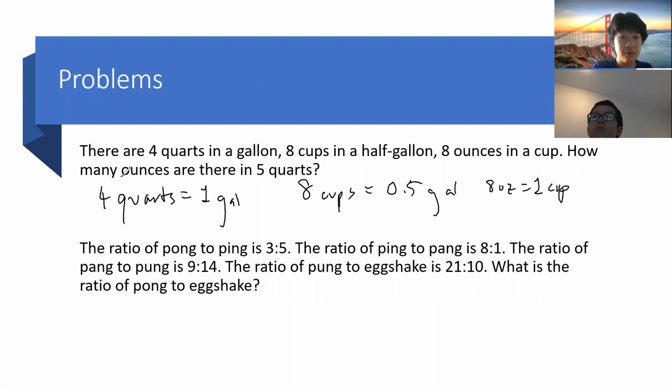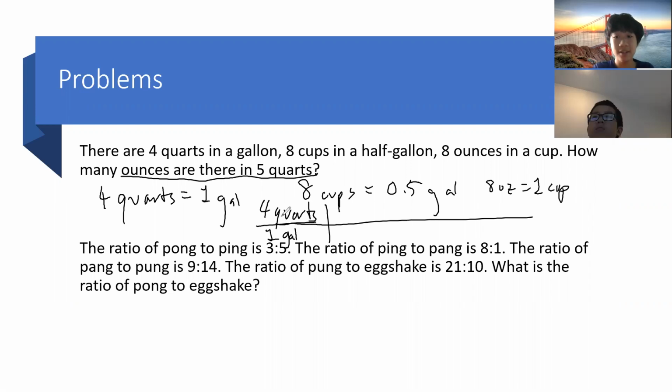We want to find the relationship between 5 quarts and ounces. So what we can do is find the ratio between quarts and ounces and then just find how many ounces there would be. What's the ratio between quarts to ounces? We want to go from here all the way to here. First we're going to have 4 quarts over 1 gallon. Set up the table. Now we want to cancel the word gallon right here. How do we cancel that? We can multiply by 0.5 gallon over 8 cups. See how the words gallon are going to cancel out?